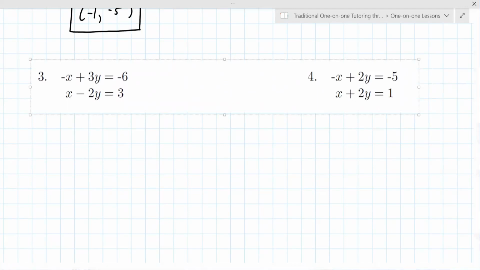Okay, so when the x's cancel each other out, we'll be solving for y instead. So then, that's correct. All right. Y.